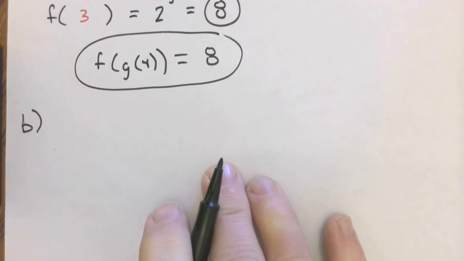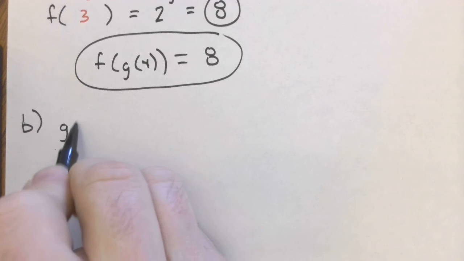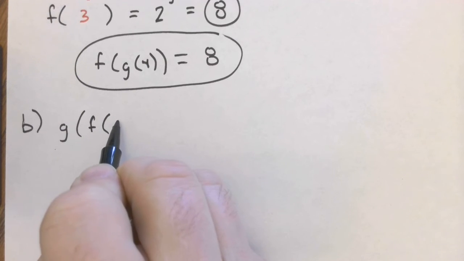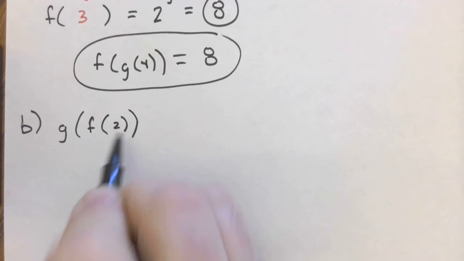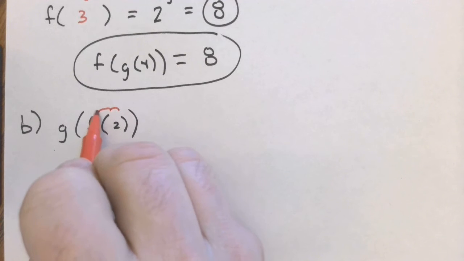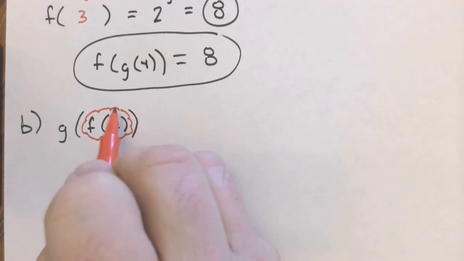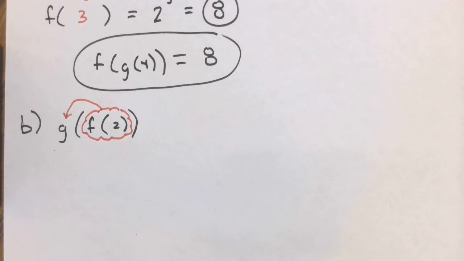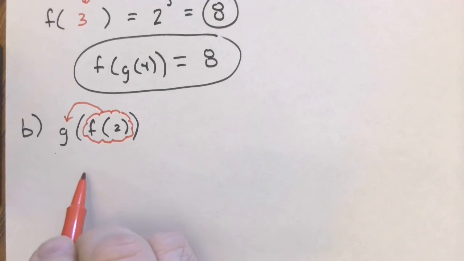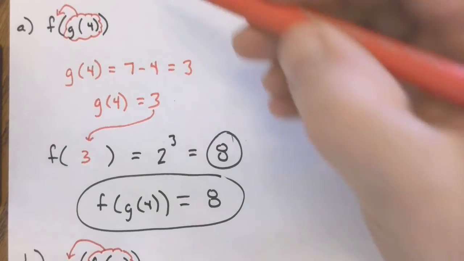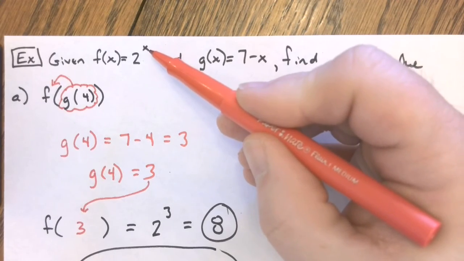Let's do one more of those. Let's do g of f of 2. So what we need to do is take f of 2 and put that into all of the variables in function g. But we can calculate f of 2. We just need to take 2 and plug that in for x here in function f.